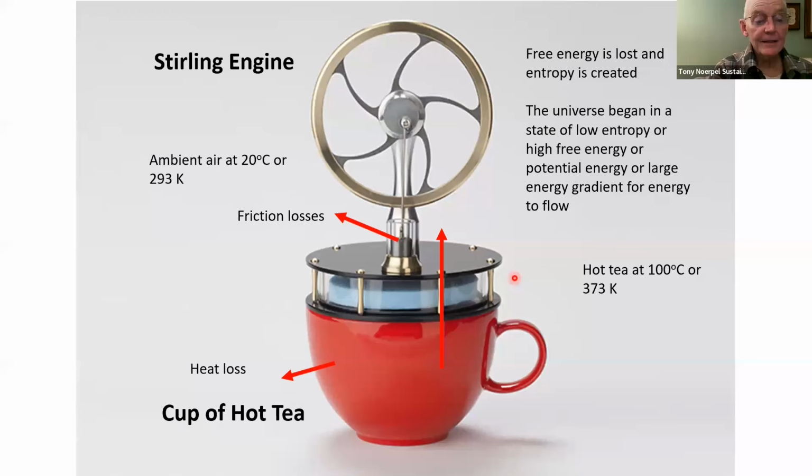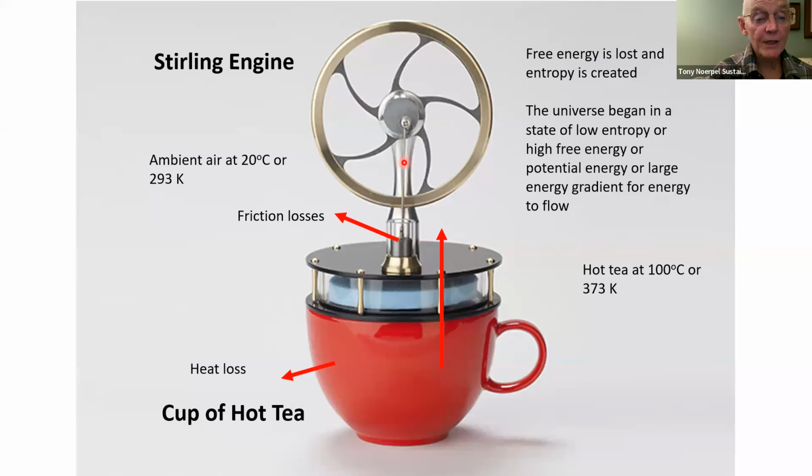So let's talk about what entropy is. If you take a cup of hot tea, you boiled it, so it's approximately 100 degrees, maybe a little less. Ambient air is about 20 degrees, depending on where you put your thermostat. And you can buy one of these Stirling engines for about $35. I bought a couple for my grandchildren. They're really cool and they actually work. Heat disperses. Heat flows from a hot reservoir to a cold reservoir. And you'll have heat loss through the cup itself, and you'll have heat loss in this direction.